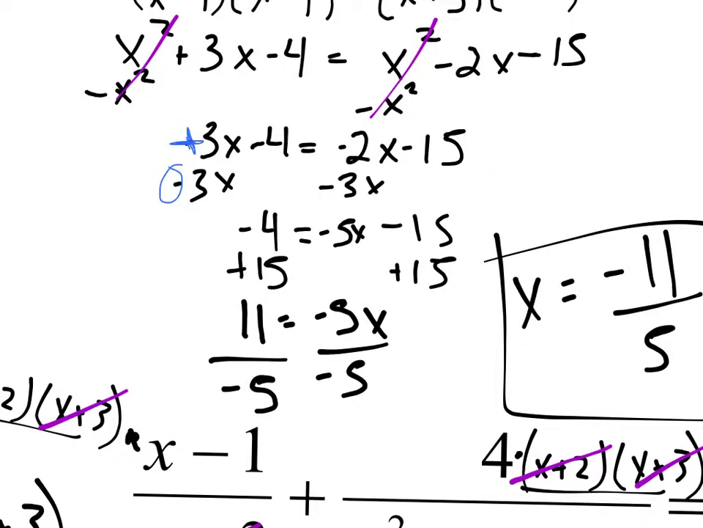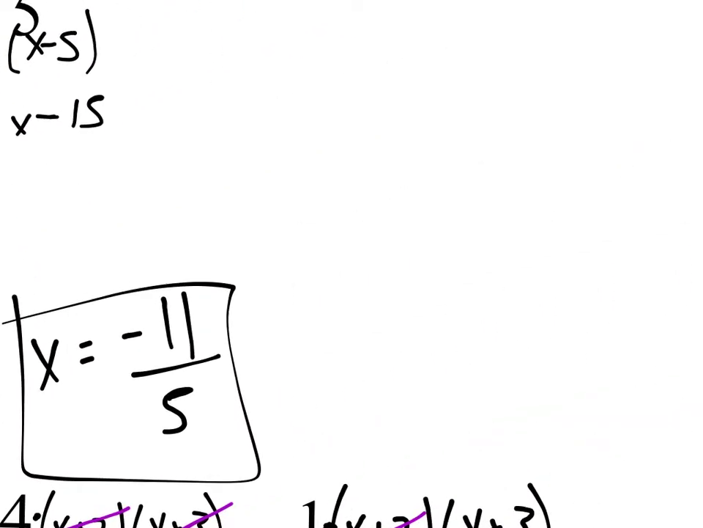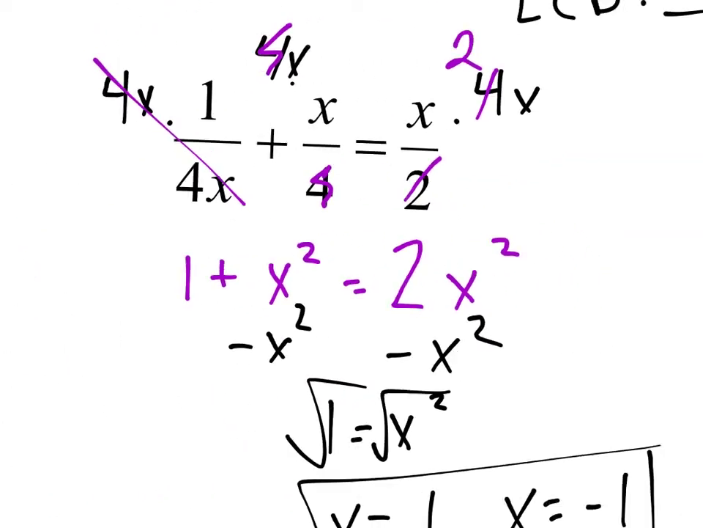So 3x minus 4, we subtract 3x from both sides, so we get a negative 5x, bring down that 15 and bring down that negative 4, add 15 to both sides there, so we get 11 equals negative 5x, divide by a negative 5 on both sides, you get x equals negative 11 fifths. Alright, number 10.